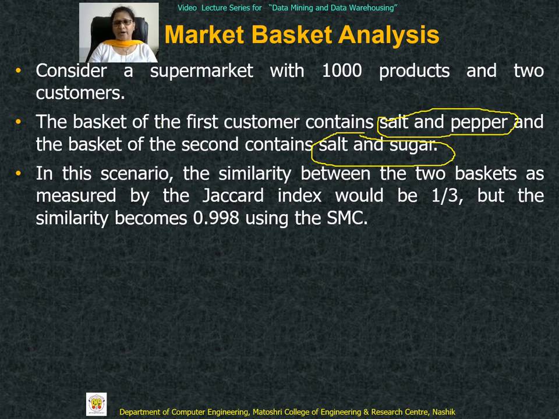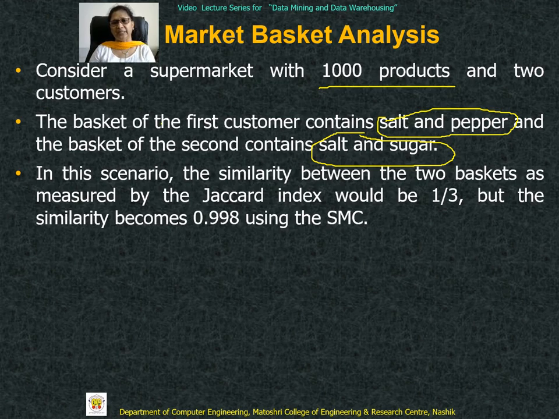But for the similarity by SMC, it is going to be 0.998. 1/3 will result in 0.33 and SMC comes to be 0.99. So how come we are getting so much difference between the 2 values? Here, out of 1,000 products, the basket contains only 2 products, and the remaining products are attributes where both the baskets are not containing them. So the values are going to be 0, 0.